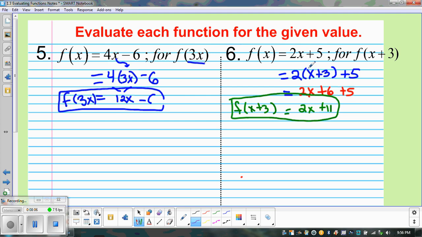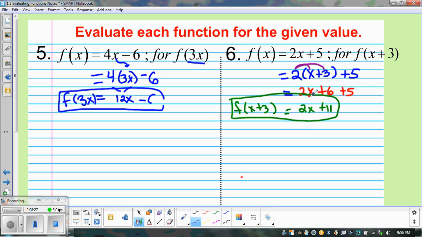When we see a 2 sitting next to parentheses, we are going to distribute. 2 times x is 2x. 2 times 3 is 6. Once we reach the end of the parentheses, we are done distributing. I am not going to distribute the 2 to the 5. The 5 is not in the parentheses. We simply write it down here below.